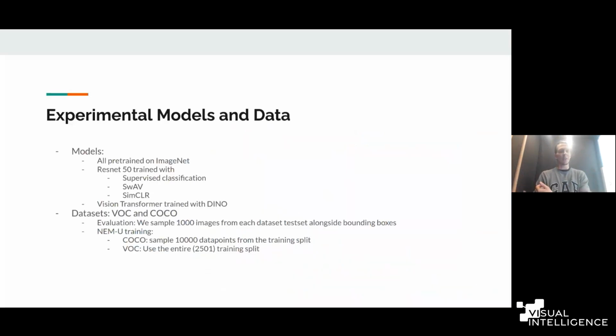Then, of course, what did we test it on? We tested it on basically two different architectures, a vision transformer trained with the Dino approach and a ResNet structure trained with supervised classification, SwAV, and SimCLR methods. And they're all pre-trained on ImageNet. And then, of course, for the datasets, we used VOC and COCO.